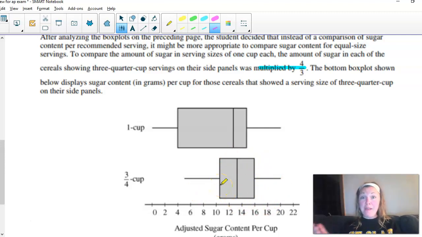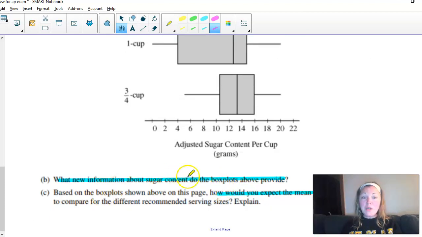What should we learn from that? When you are doing a transformation on any data, you're taking that data and you're either multiplying or adding. Multiplying changes the center and the spread. Adding only changes the center. It does not change the spread. So you would just talk about how both have increased compared to what was before.